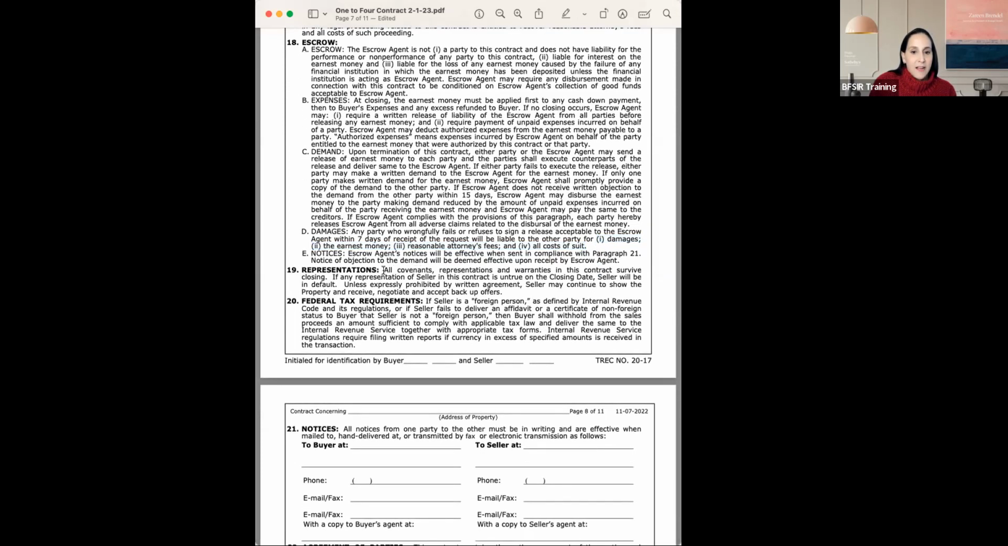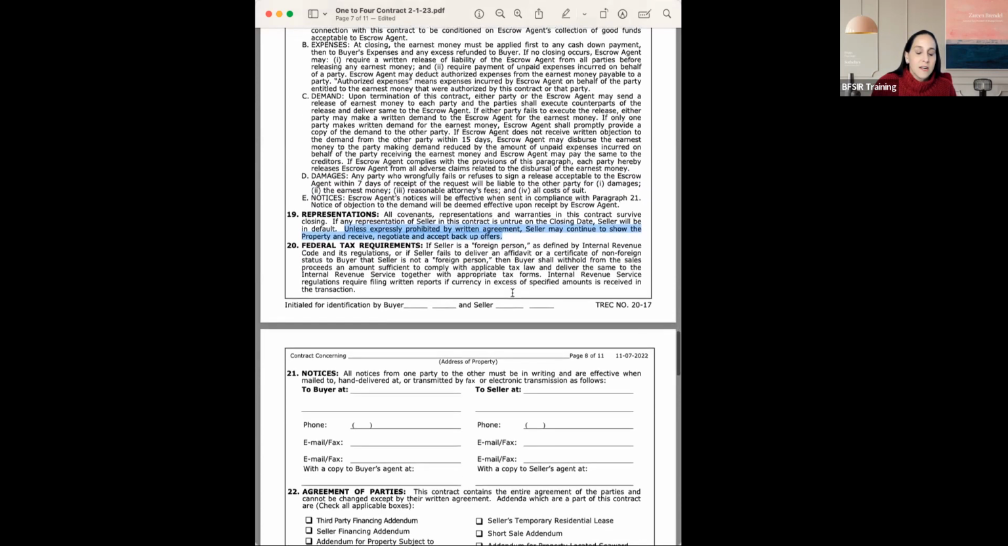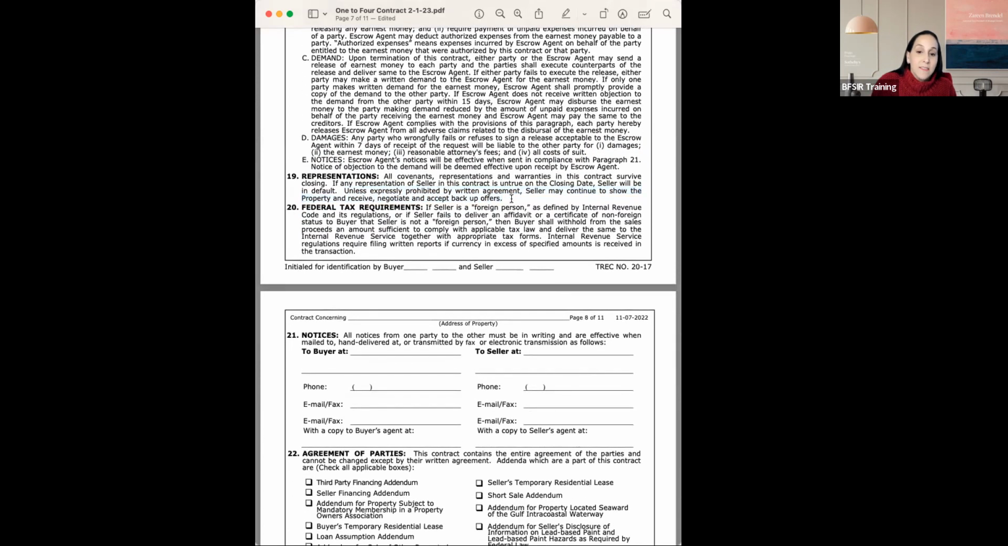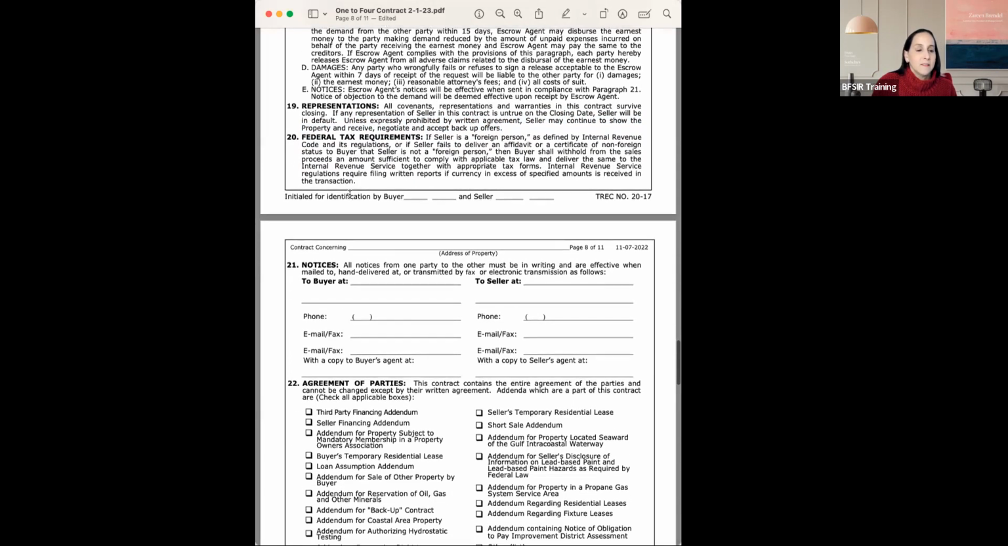This basically provides that all covenants, representations, and warranties in this contract, which the seller is making, survive closing. And then if any representation is untrue on the closing date, seller is in default. And then this interestingly says, unless expressly prohibited by written agreement, seller may continue to show the property and receive, negotiate, and accept backup offers. It's interesting that that's in there, but it's good for you to know, because a lot of times agents get mad that the listing agent is continuing to show the property, and they have every right to do that.